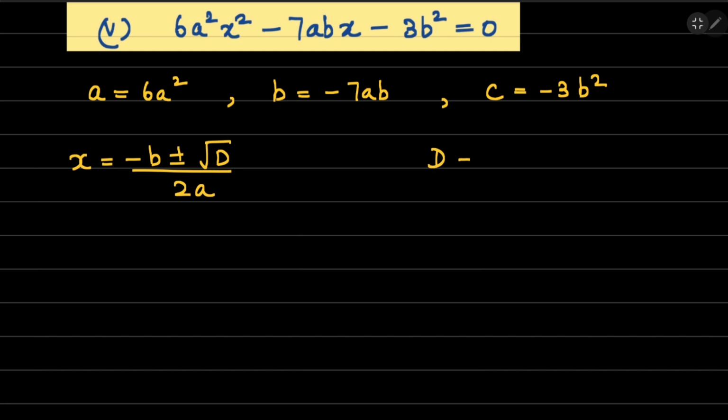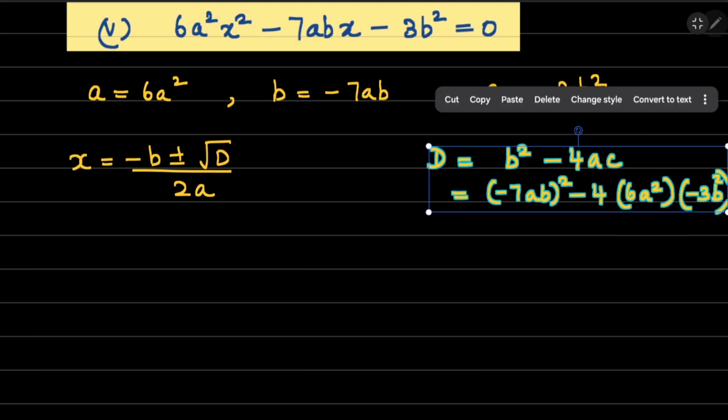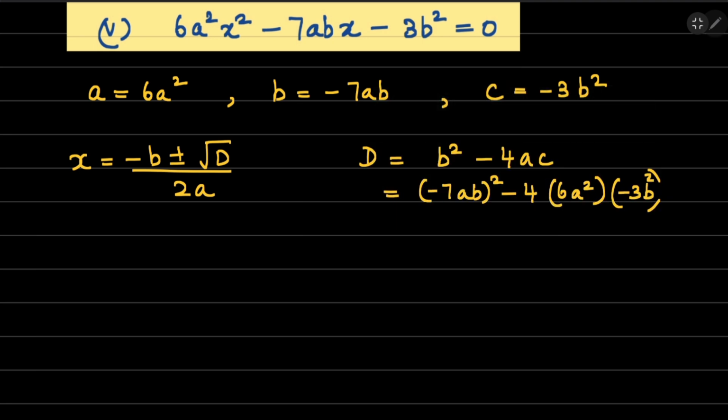Let us calculate capital D. You have b square minus 4ac. What is our b square? Just write it as it is. Minus 7ab the whole square minus 4. What is a? 6a square. What is c? Minus 3b square. Right? I think I should write it a little this side. So what is c? c is minus 3b square.